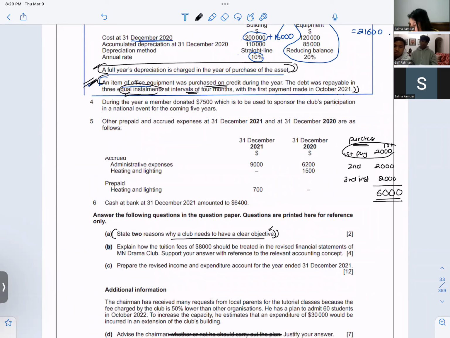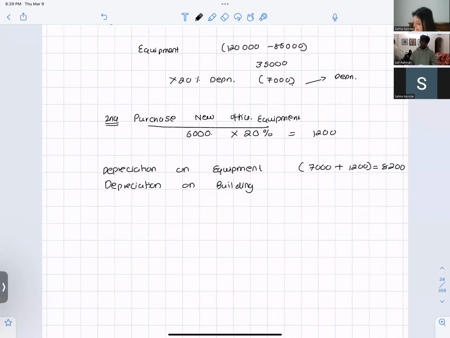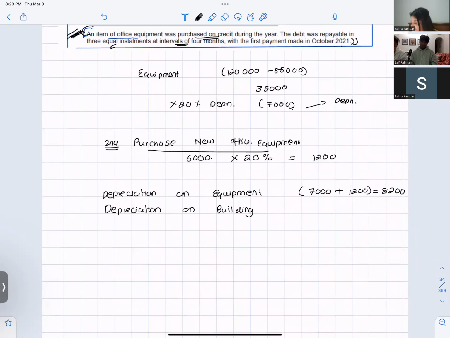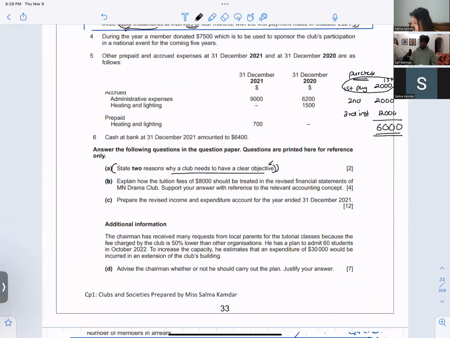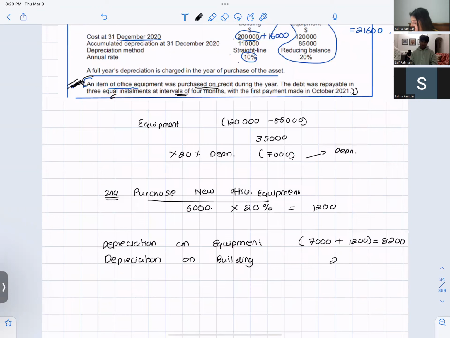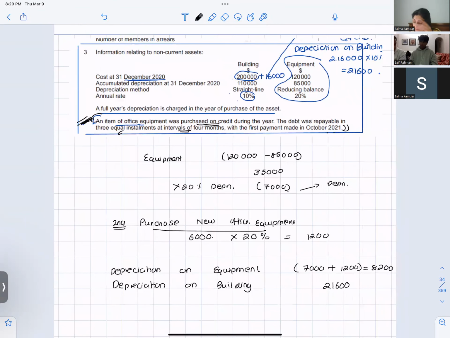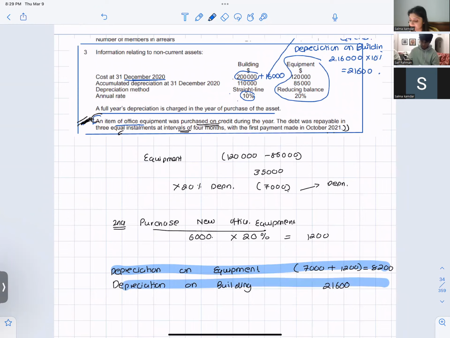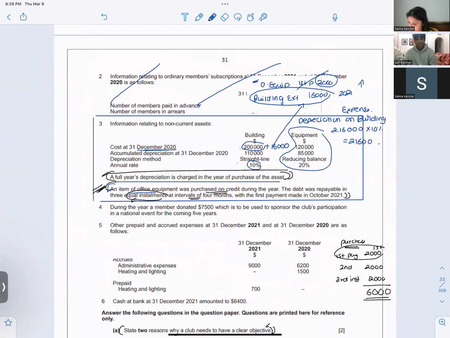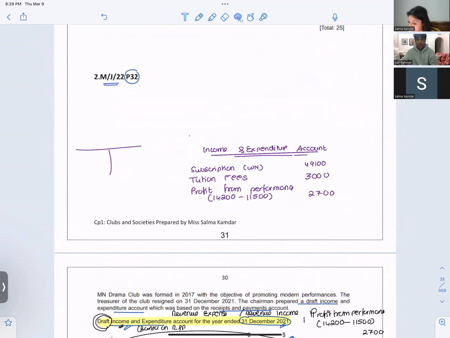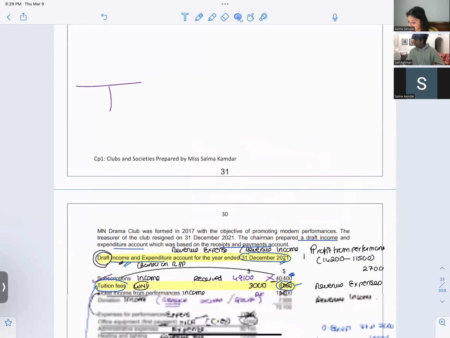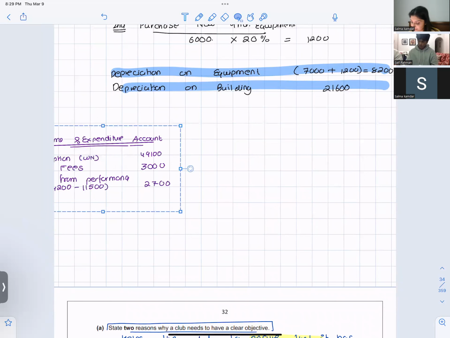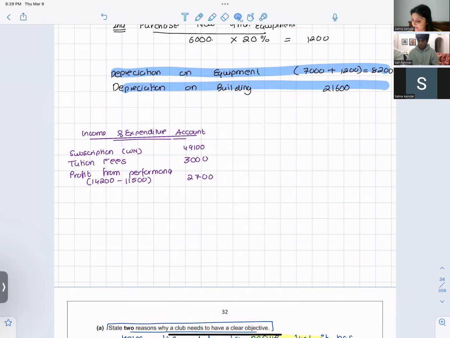So you have two expenses: depreciation on equipment, which is 8,200, and depreciation on building, which is 21,600. Did you do this part? Yes, ma'am. Have you done the working as well? Yes, I wrote it. So when we make the income and expenditure account, I have to account for these. We have already recorded these incomes before. What are the incomes that we have recorded? 49,100, 3,000, and 2,700. And these are two extra expenses that we found out.